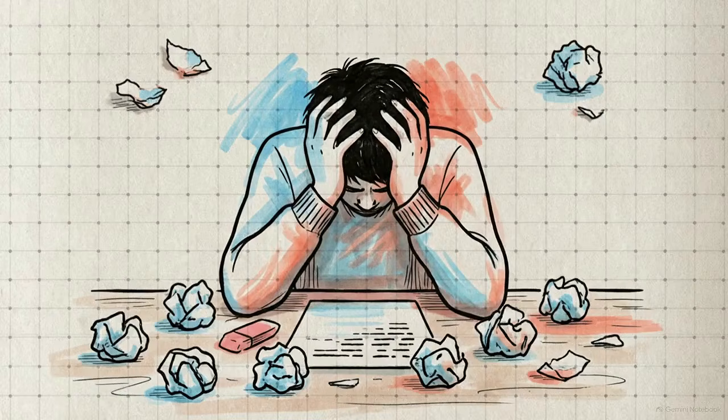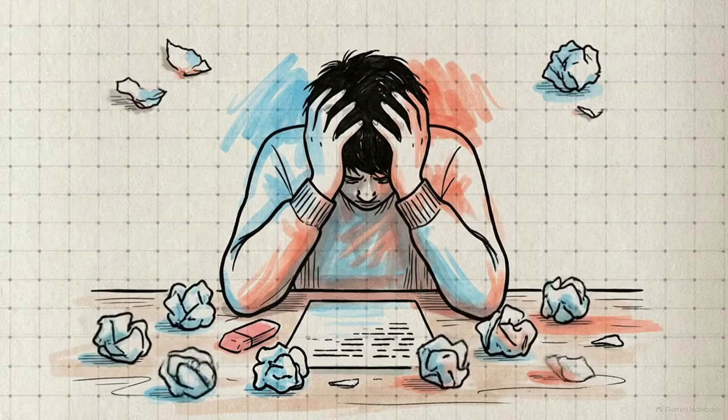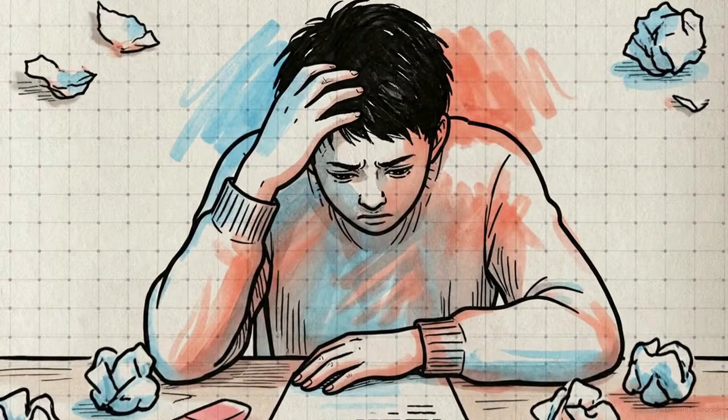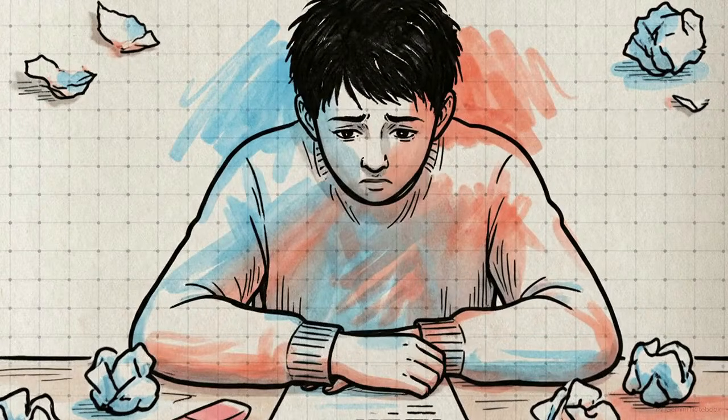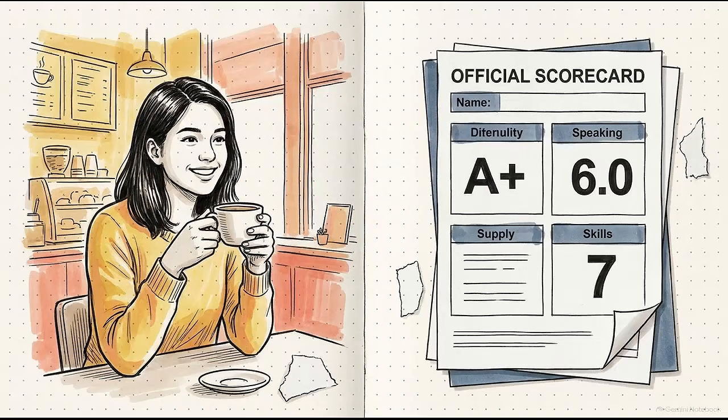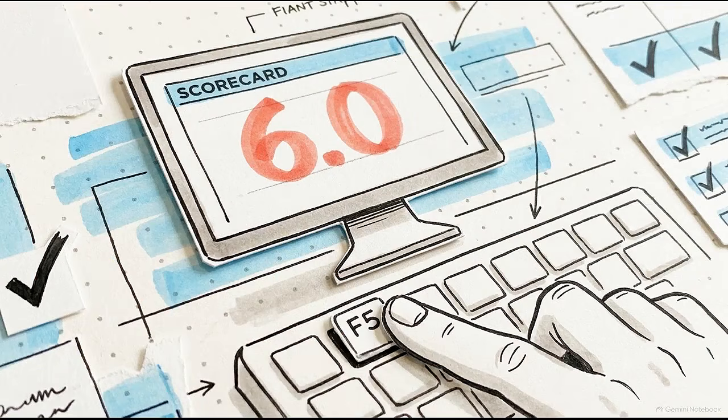You've taken dozens of practice tests, burned through a mountain of erasers, and yet, there it is again. You are stuck at Band 6. The math doesn't seem to add up. You speak fluently in your daily life, your grammar is functional, but your score refuses to budge. Let's clear this up right now.